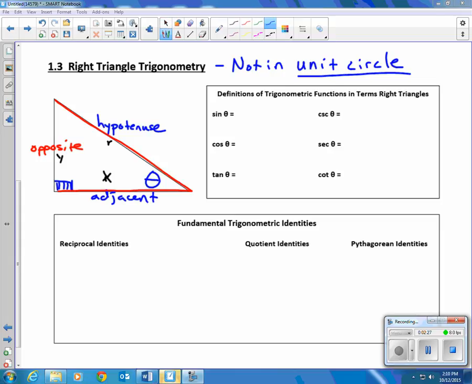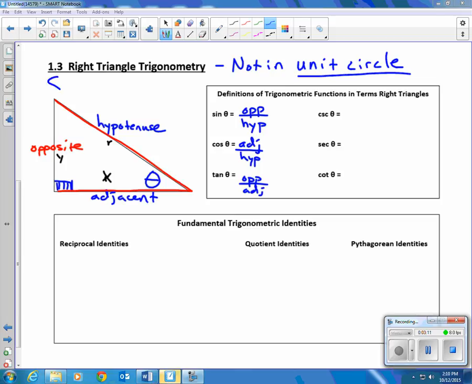So, sine of theta. Instead of calling it y over r, we call it opposite over hypotenuse. Cosine, instead of x over r, we call it adjacent over hypotenuse. And tangent, we call it opposite over adjacent. There's an acronym that goes together to help you understand how to remember this.